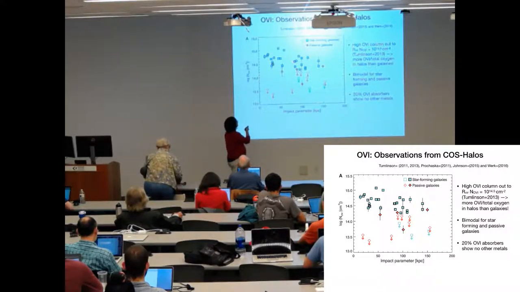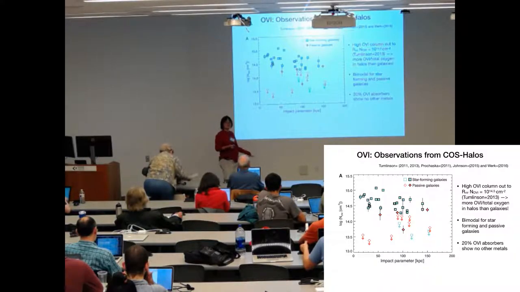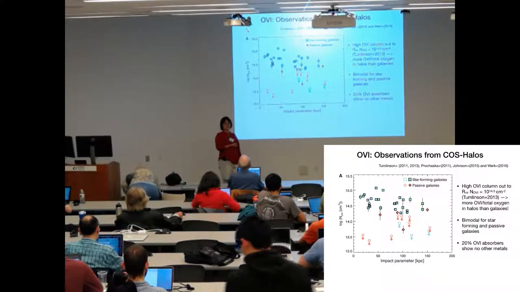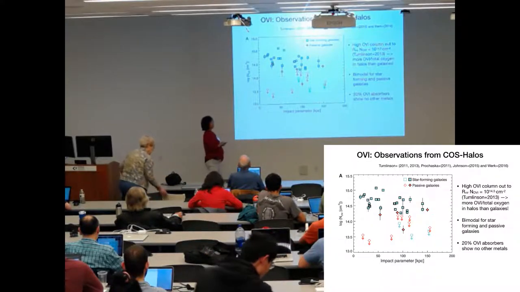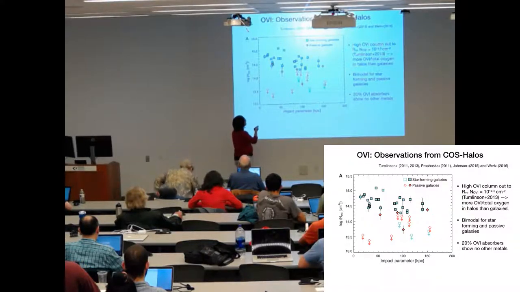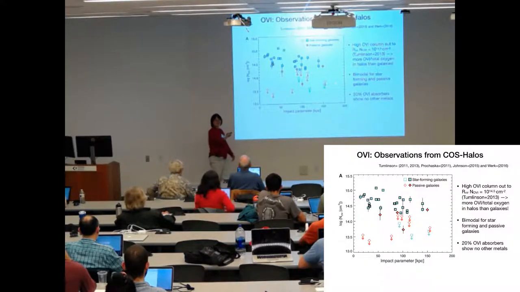If you derive the total amount of oxygen in this circumgalactic gas, you find that there is actually more oxygen in the CGM compared to the disk. So lots of metals out there. The other interesting thing, which I'm not going to cover, is that passive galaxies don't really have that much oxygen 6. So there's a bimodality, which is also well known.